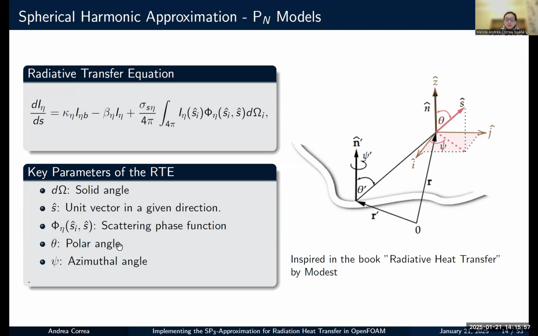Here we have two angles. This is the polar angle. The polar angle is the angle between the unit vector and the axis normal to the plane, in this case, the z direction. The other is the azimuthal angle, which defines the rotation of the direction vector.